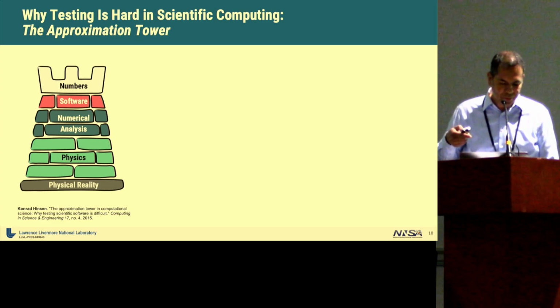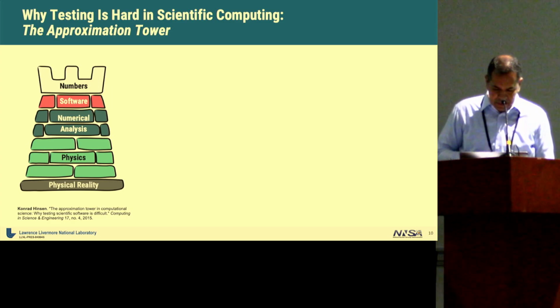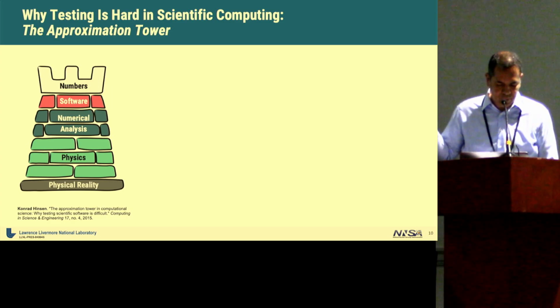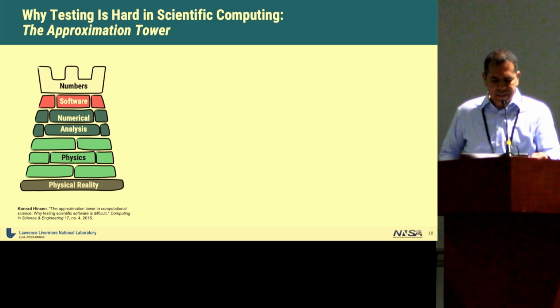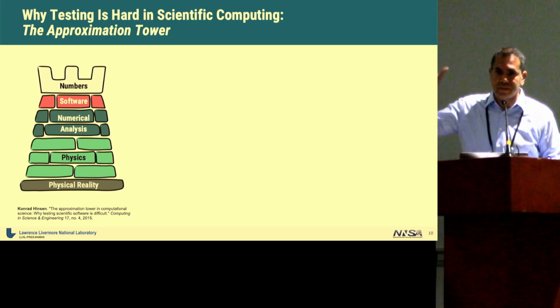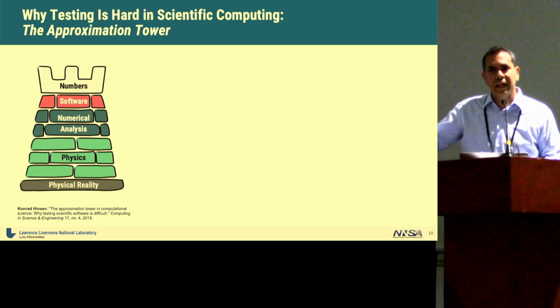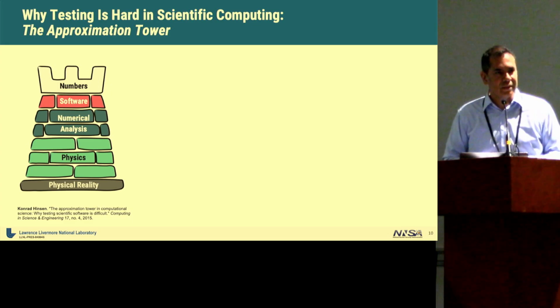And I would like to use the notion of the approximation tower from Konrad Hinsen. He wrote an article about this notion, and I like this idea to explain why testing is so difficult. The notion is that as we move from physical reality to numbers in a simulation, we have to apply a number of layers. We have the physics layer, numerical analysis layers, and software. And many of these layers, actually all of those layers, perform a good number of approximations. And those approximations are what makes testing so difficult.